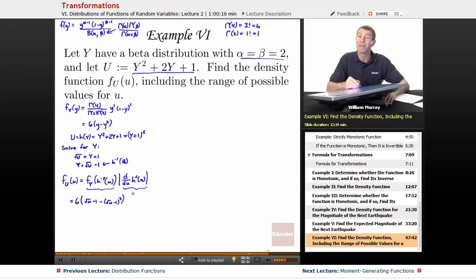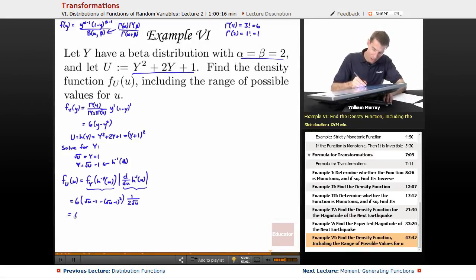Now, the derivative of h inverse of u is the derivative of the square root of u minus 1. So that's 1 over 2 square roots of u. That's because you can think of that as u to the 1/2. The derivative is 1/2 u to the negative 1/2. And then that minus 1 there just goes away when we take a derivative. And we are supposed to take the absolute value of that, but that's already positive, 1 over 2 square roots of u.